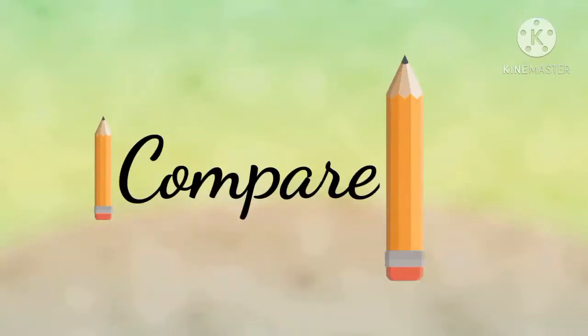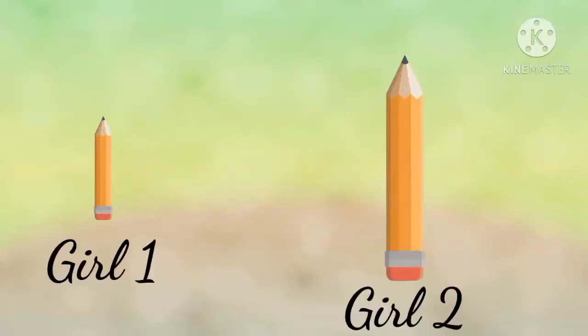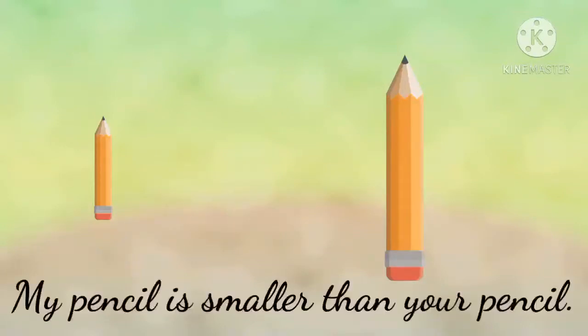Now I want to compare these two pencils. So I will say, suppose a girl is saying, the one who owns this pencil, she is saying that my pencil is smaller than your pencil. Okay, children, how is she comparing? She is comparing by saying that my pencil is smaller than your pencil. So she is comparing the two pencils in this way.